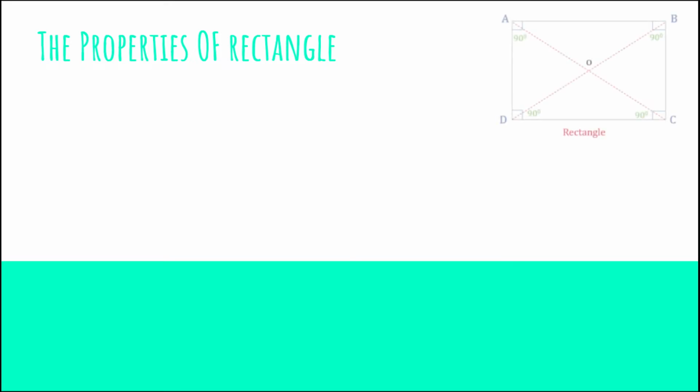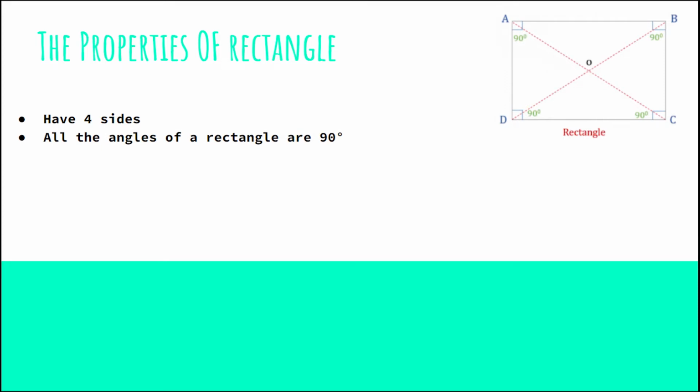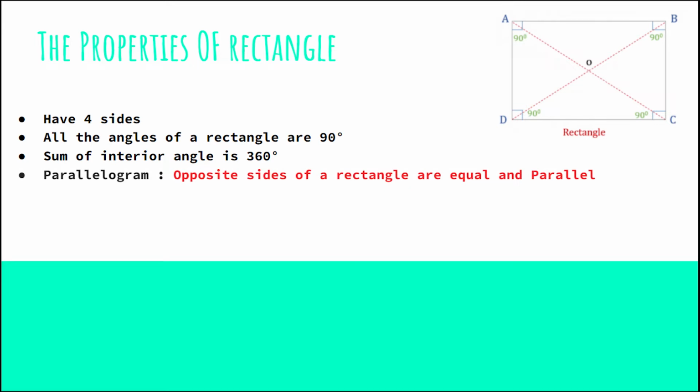to know the properties of rectangle. Because the rectangle is a quadrilateral, it has 4 sides, and all the angles of a rectangle are 90 degrees. As they have 4 angles, the sum of interior angles is 360 degrees. So the rectangle is a parallelogram. The opposite sides of a rectangle are equal and parallel. The diagonals of a rectangle bisect each other.